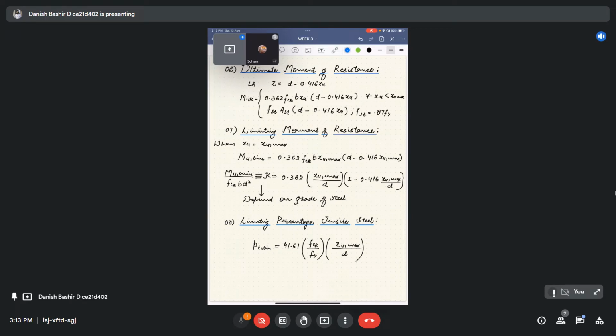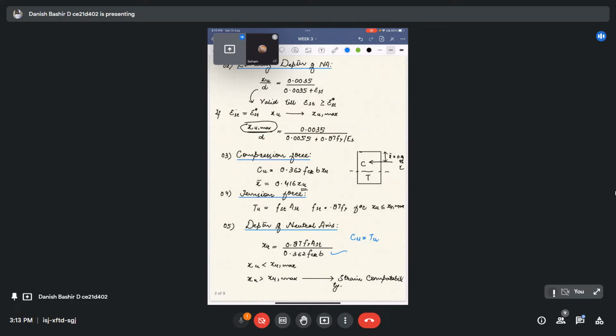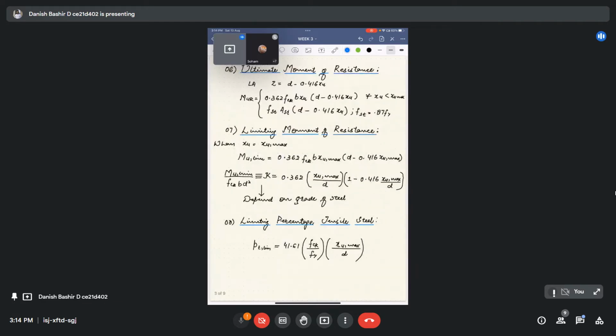Then there comes the ultimate moment of resistance. The ultimate moment of resistance is the bending moment that our section is capable of resisting. The maximum bending moment that it will resist: we already calculated the forces Cu and Tu. If we multiply it by a lever arm, that's the distance between these two couples, the compression force and tension force, we will get the moment of resistance of our given section.